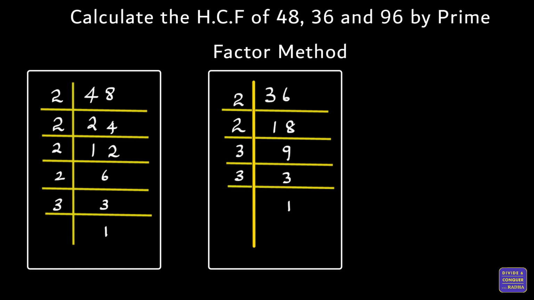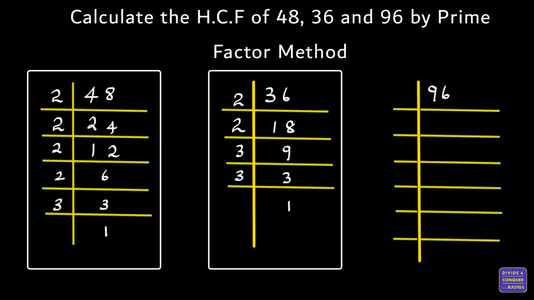Moving on to the third number, that is 96. 96 is an even number, so it's divisible by 2. 2 4s are 8 and 2 8s are 16. Now 48 is an even number, divisible by 2. So 2 2s are 4 and 2 4s are 8. 24 is an even number, divisible by 2. So we have 2 1s are 2 and 2 2s are 4.